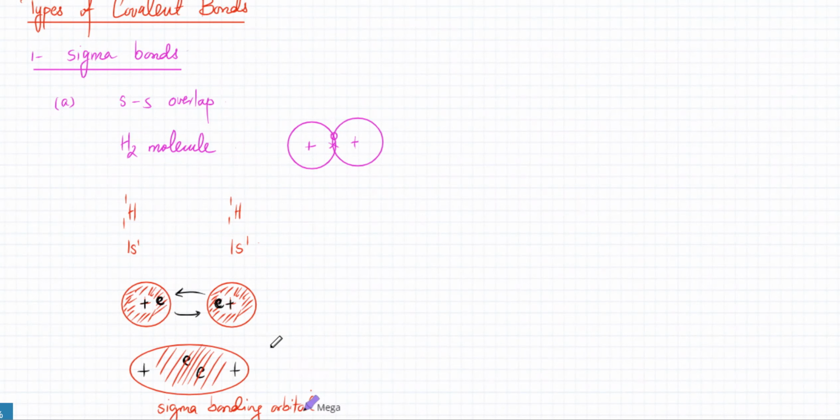Okay, then the second one. Remember, it could be any orbitals that could merge with each other. So the second one is, let's do an s and p overlap. Remember, we're not going to study d orbitals. That's not part of our course, at least for AS. Now, part B is, let's talk about an s and p orbital overlap.